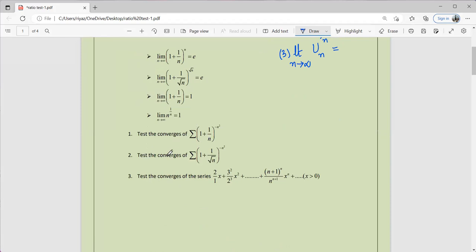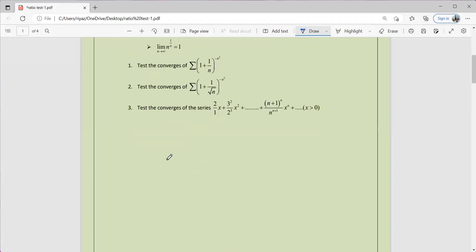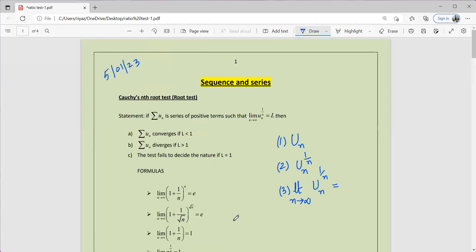And these are a few questions to understand what is going on actually. Okay, let's start with question number 1. Sir, see the statement. If you have any doubt in the statement, tell me.